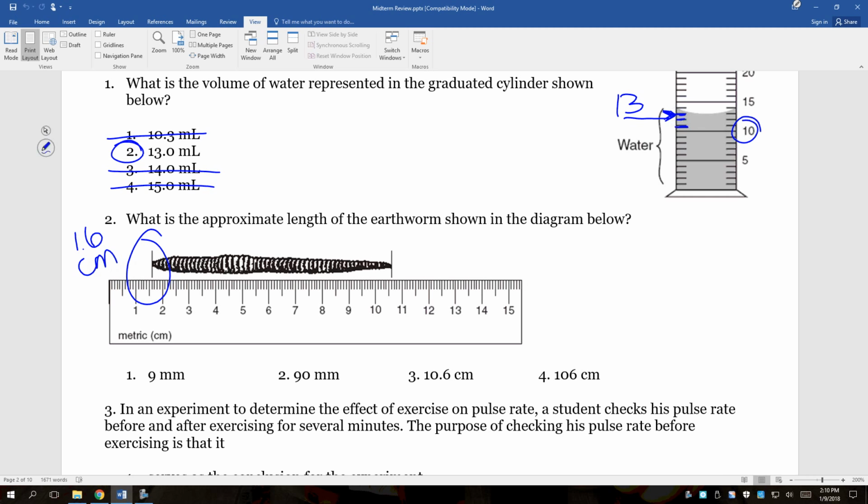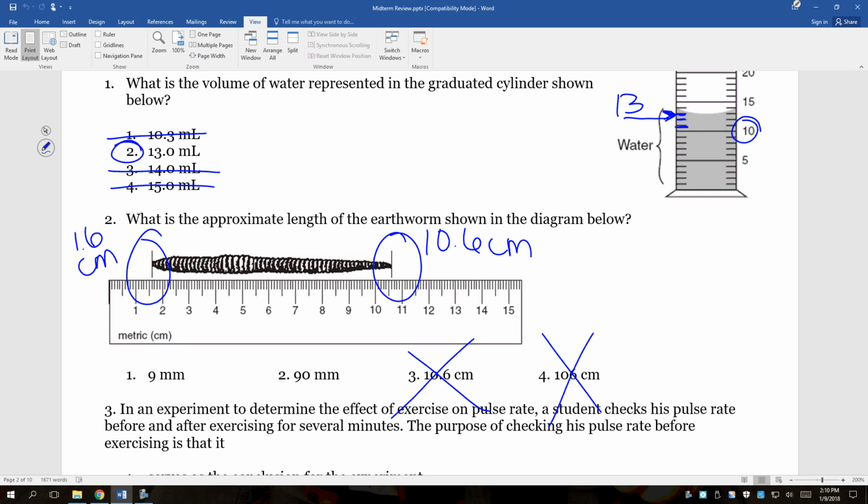If I look all the way to the right on the worm, what I'm going to see is that it goes up to 10.6. Now, a lot of people want to say, oh, 10.6, I have my answer, and they want to gravitate right towards that number 3. It's not going to be number 3, though, because that doesn't take into account that it didn't actually start at the 0. So we're going to cross that one off. Same thing with number 4, 106 centimeters. No, at maximum, this is going to be much less than that.